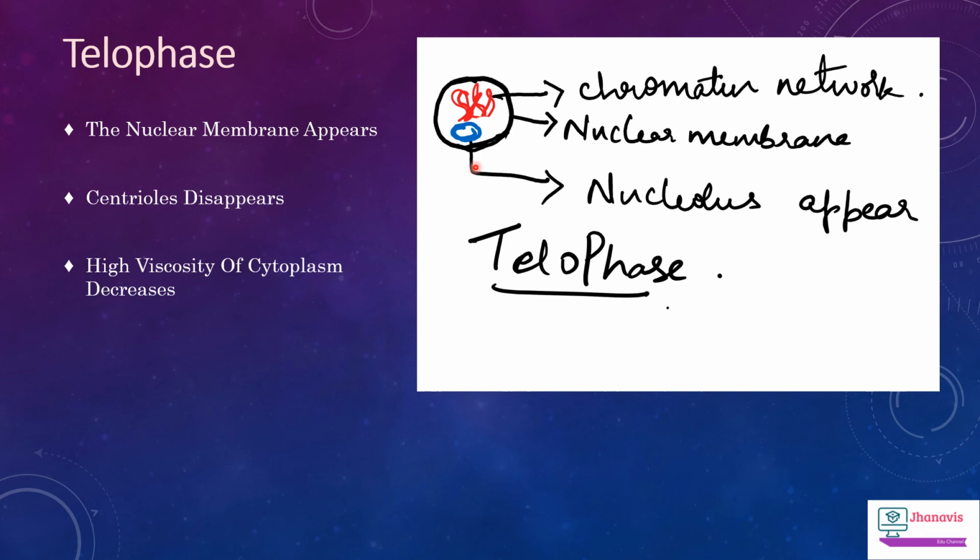Here in the telophase, we can see that whatever stages we have seen in prophase, all the reverse will take place in the telophase. With the diagrammatic representation, I am going to explain the telophase. The nuclear membrane appears, the nucleolus appears, the chromosomes will condense themselves into chromatin in the telophase.